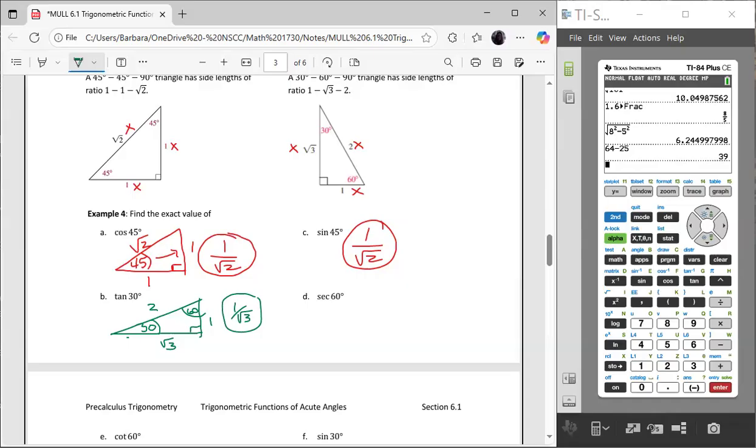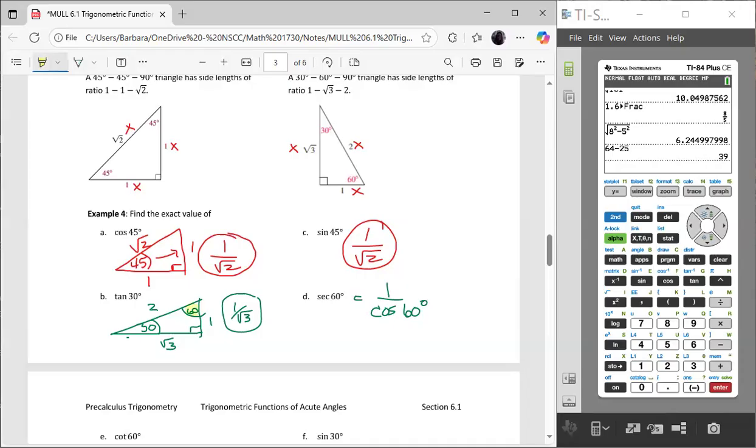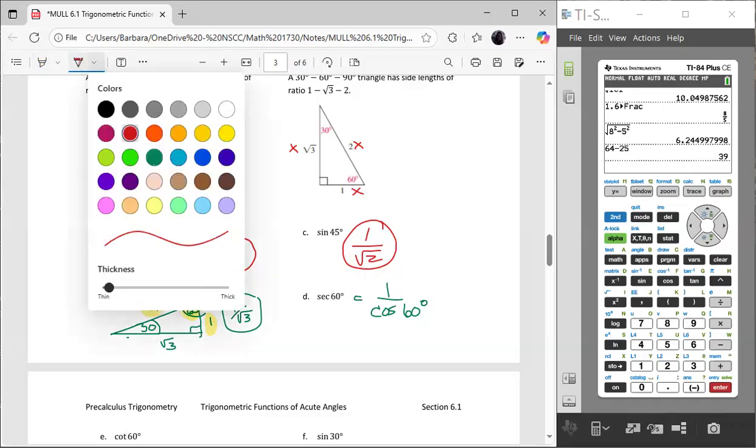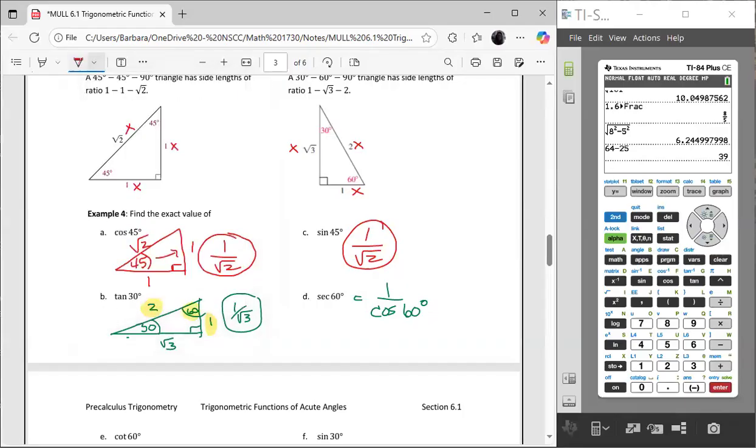And the secant of 60 degrees, well, we know that's the reciprocal of cosine. That's 1 over the cosine of 60. And the cosine of 60, if we take a look at this angle up here, the adjacent side is the 1, and the hypotenuse is 2. So the cosine of 60 degrees is 1 over 2. So the secant then has to be 2 over 1, or just 2.